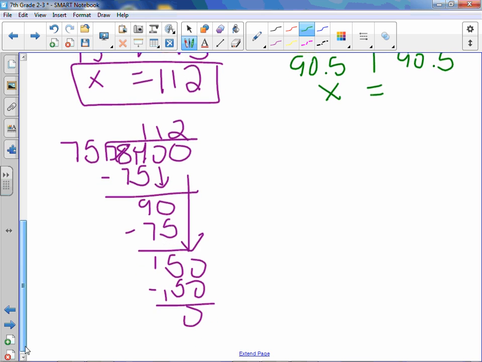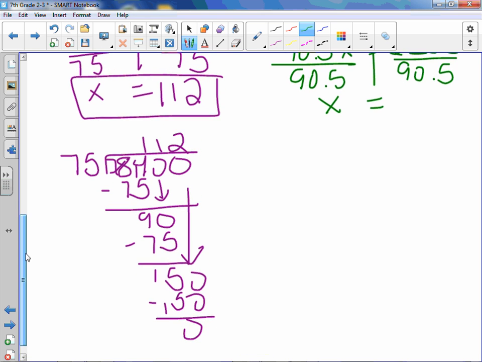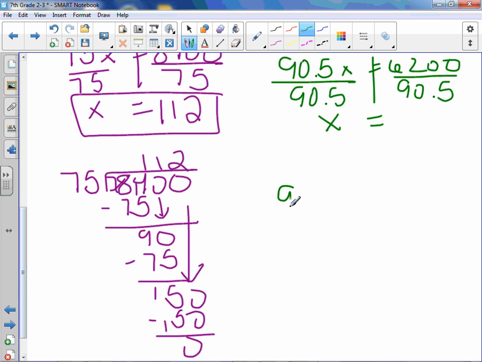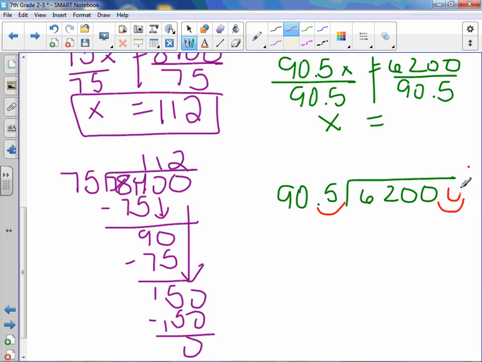And looks like we're doing more long division. 90.5 into 6,200. We have a decimal on the outside. We need to move it 1 over, which means we move this one 1 over and add a 0. 905 can't go into 662 or 620. We have to think into 6,200. Let's estimate here.